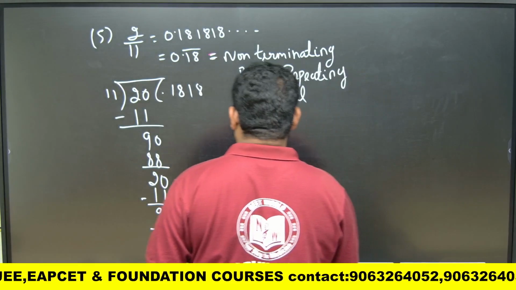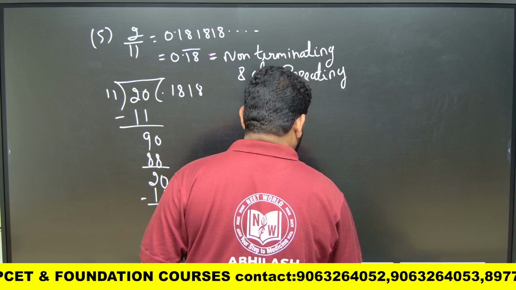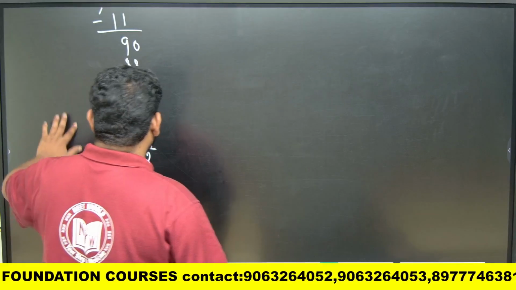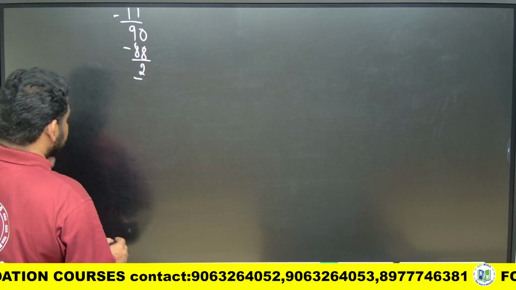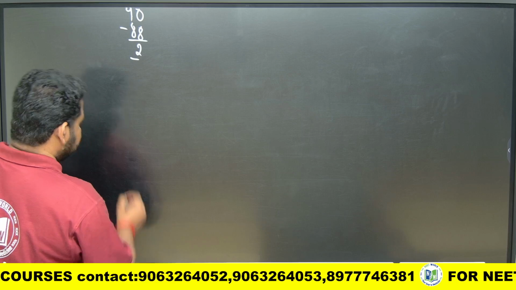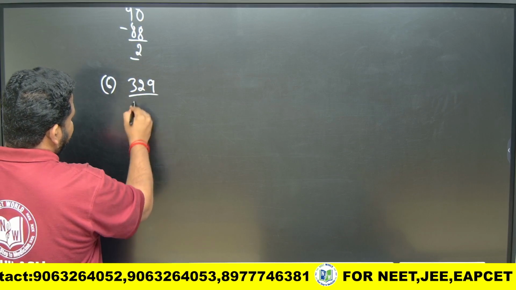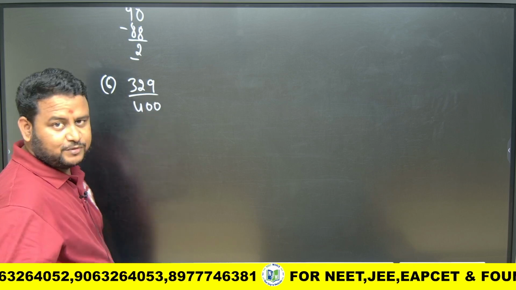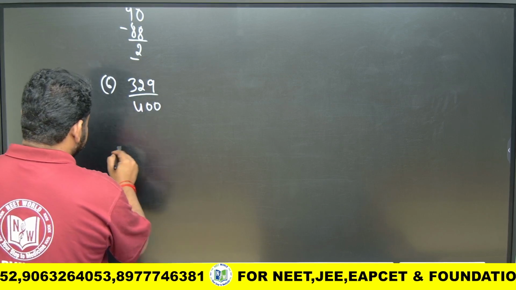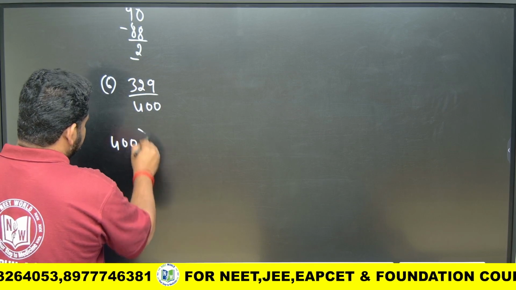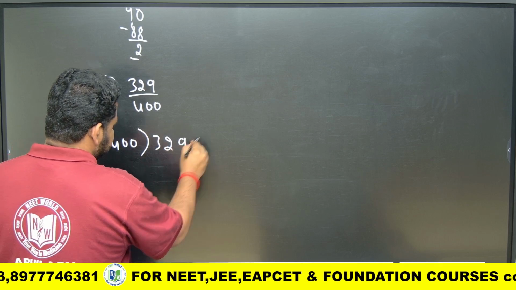They have given what? Fourth question, it is 329 by 400. Not fourth question, that is sixth question. Okay, sixth question is 329 by 400. 329 by 400 is the question. Okay, I hope you are focusing. 400, 329 is given.